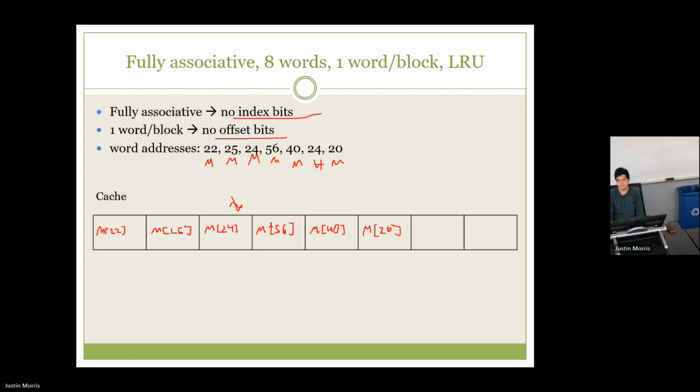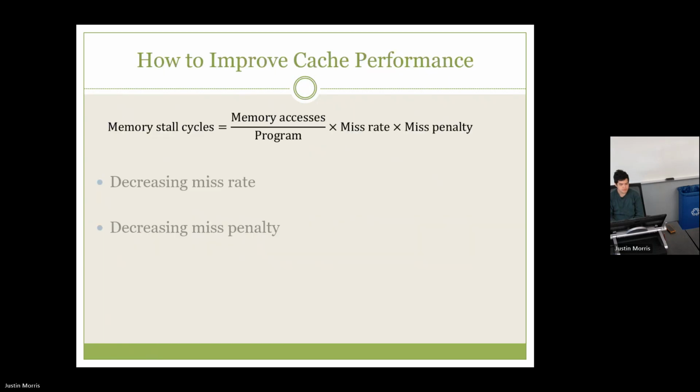So no conflict misses, right? But we still don't have as great of a hit rate as before because we have a one-word block, so we're not taking advantage of spatial locality. Right. So how do we improve cache performance?